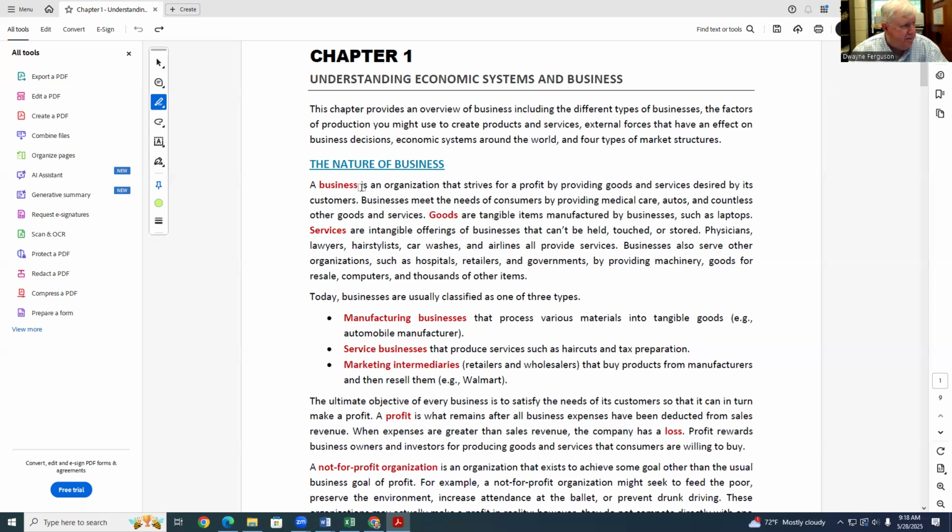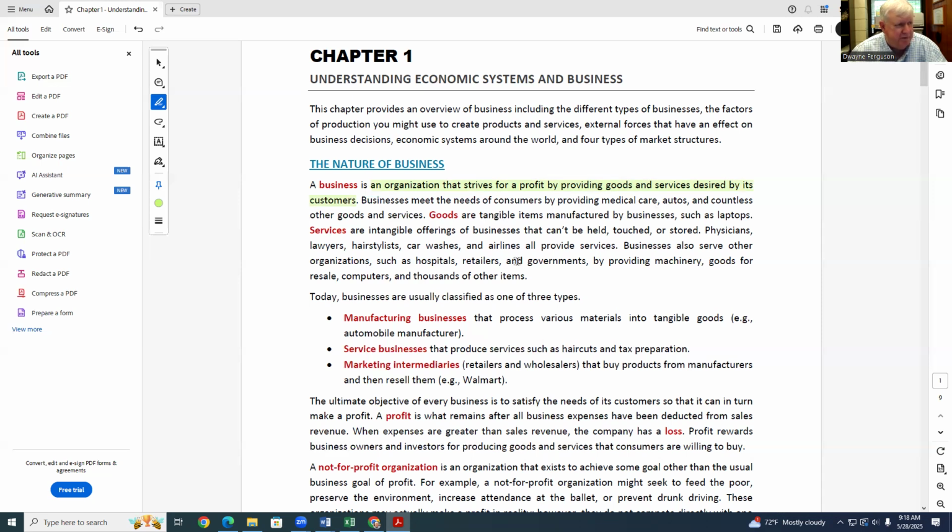So you can see here a business is an organization that strives to make a profit, providing a good or service desired by customers. So again, you can click the little highlighter if you want to go in and say, I want to take this amount and highlight it. You can highlight it in whatever color you want and come back and study it. So anyway, they're trying to make a profit. They provide a good or a service. A lot of our businesses now are providing services.